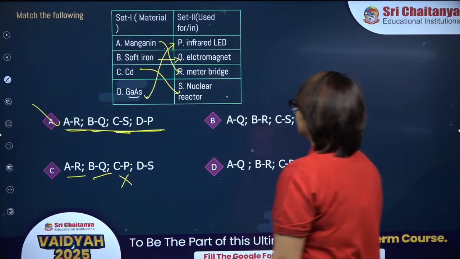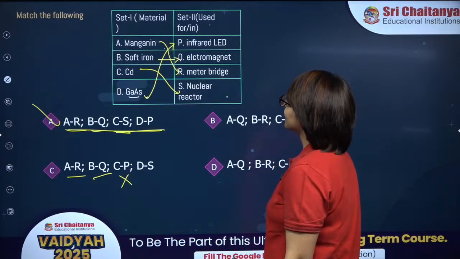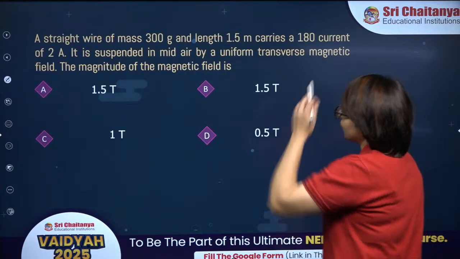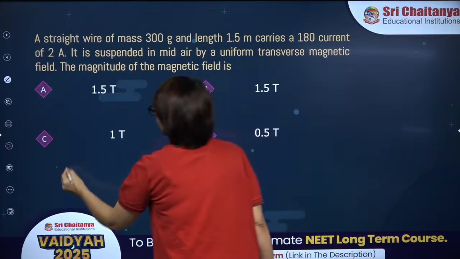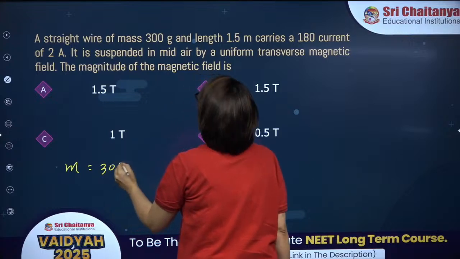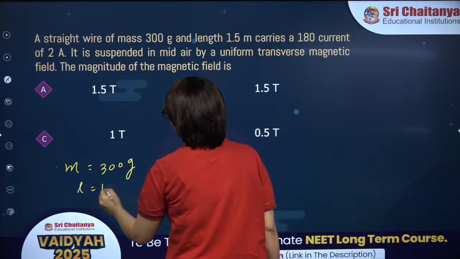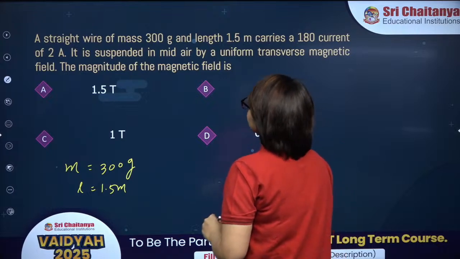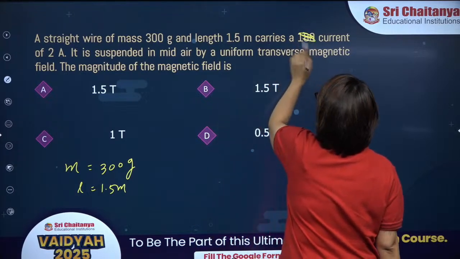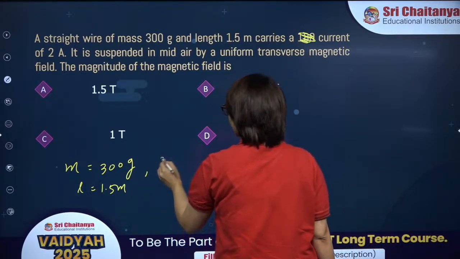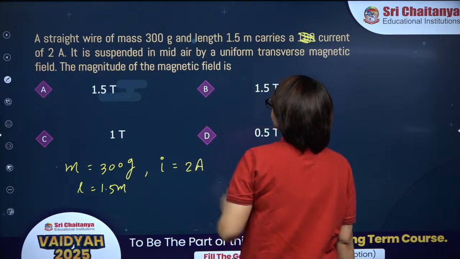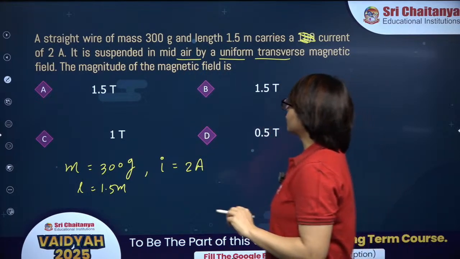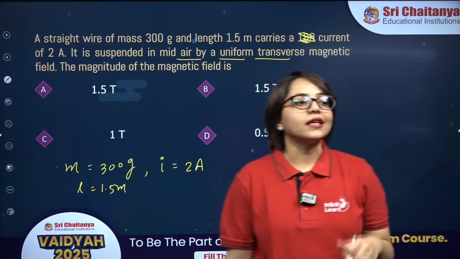Alright, chaliye, let's move on to the next one. A straight wire of mass 300 gram and length 1.5 meter carries a current of 2 ampere. It is suspended in mid-air by a uniform transverse magnetic field. The magnitude of the magnetic field is, it is suspended, beta.